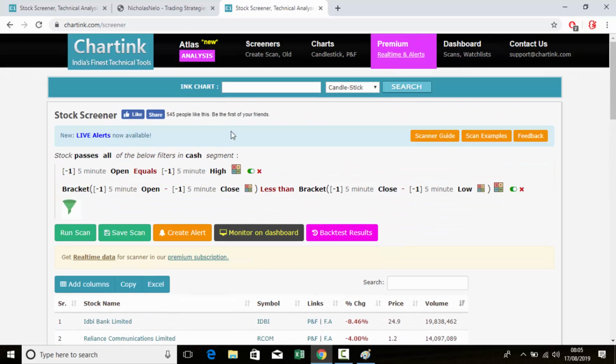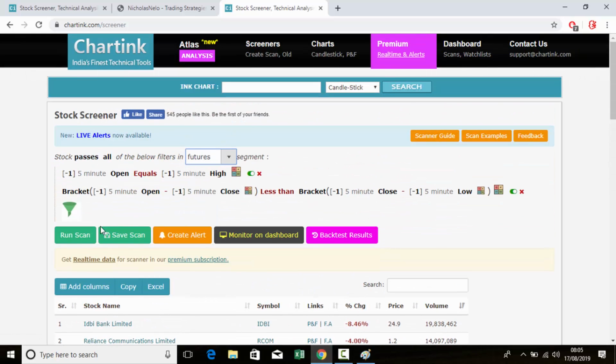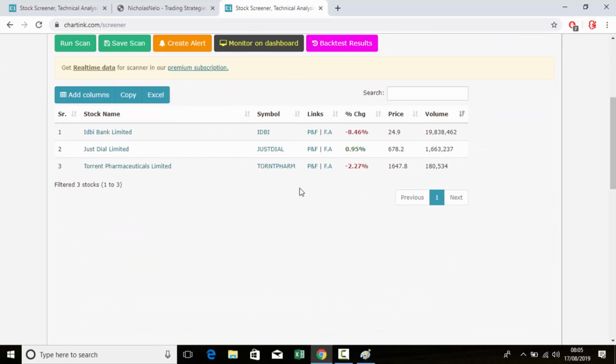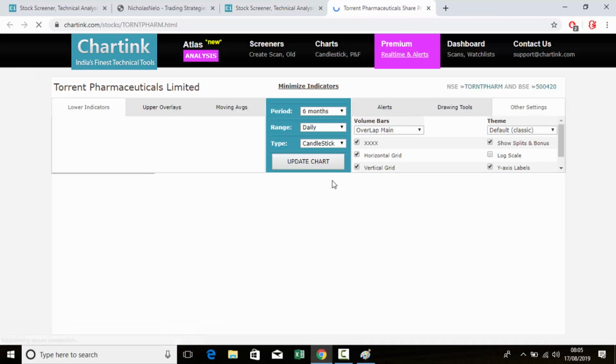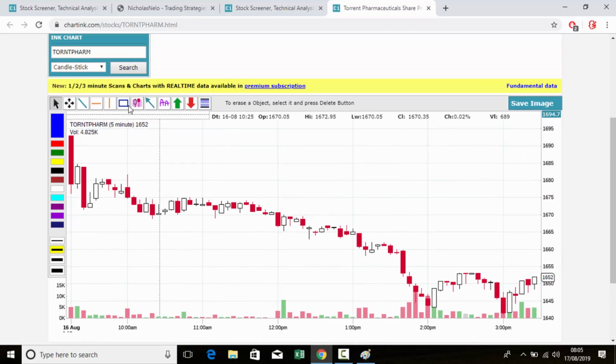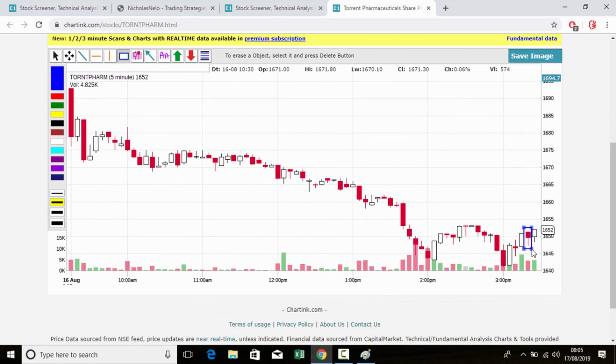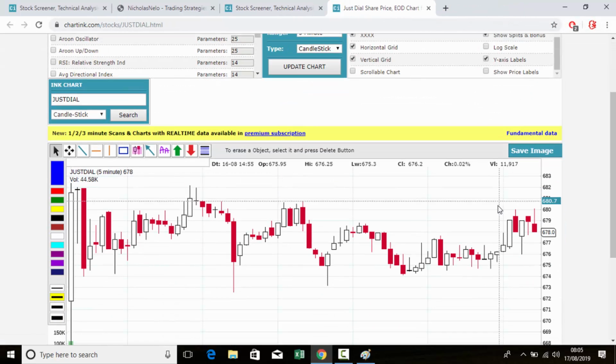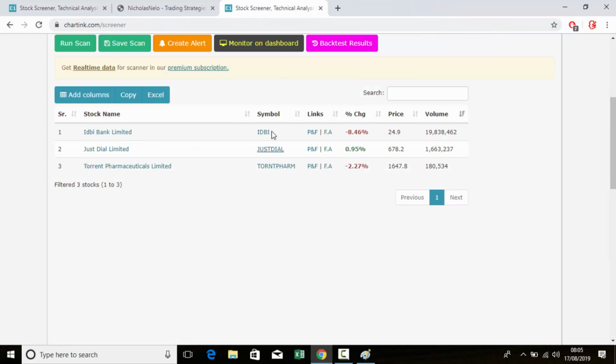Okay, these are the stocks that come. So let's see futures. Are there any stocks in futures? Okay, 3 stocks come in futures. Torrent Pharma. Let's see. See, the hammer pattern is formed here. Just Dial. Also the pattern is formed. IDV.